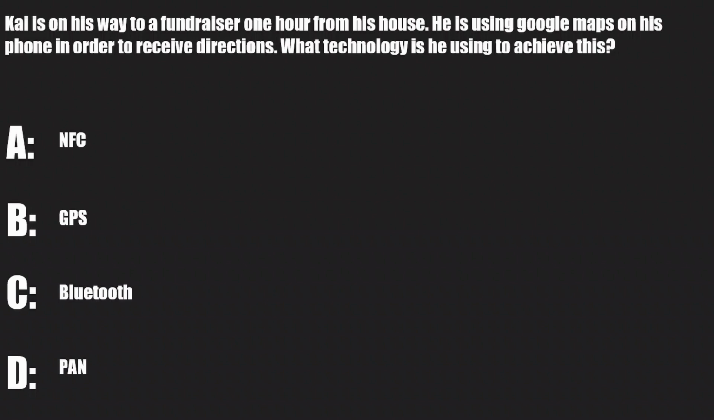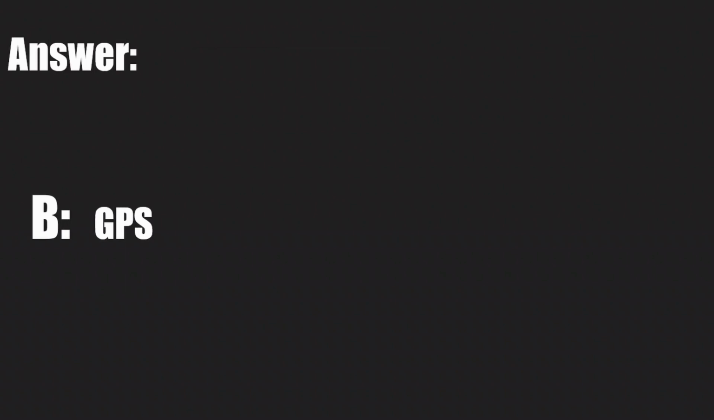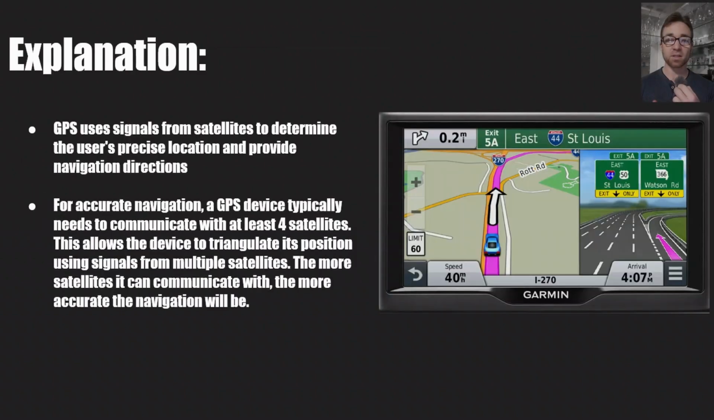And the answer is B, GPS. So guys, essentially, if you're using Maps, Google Maps, anything like that, you're going to be using GPS in order to do that. If the question asks you, this person is using maps on their phone in order to direct them to the location that they're traveling to, what kind of location services are they using? It's going to be GPS, 100%.